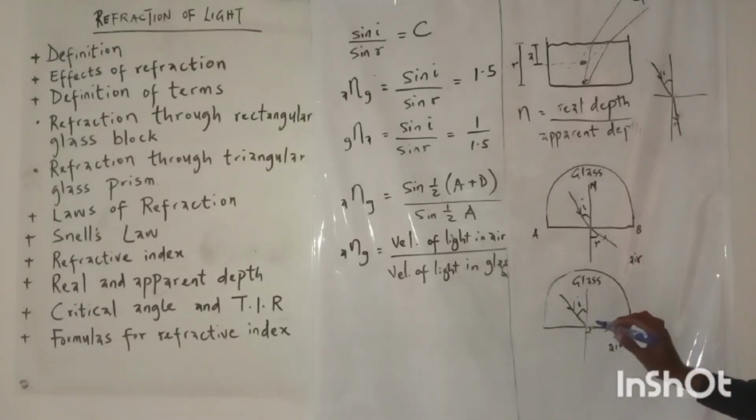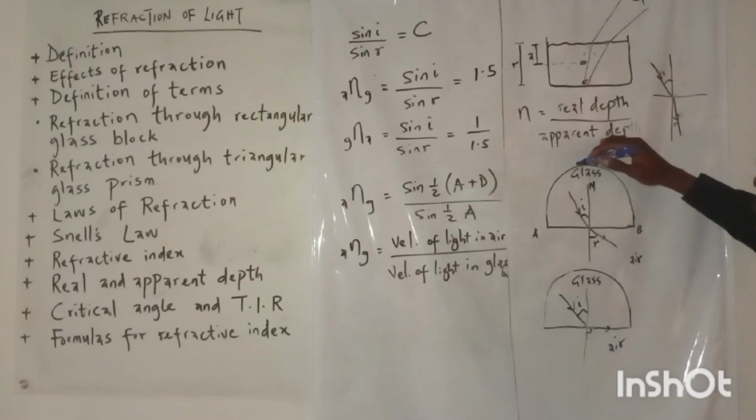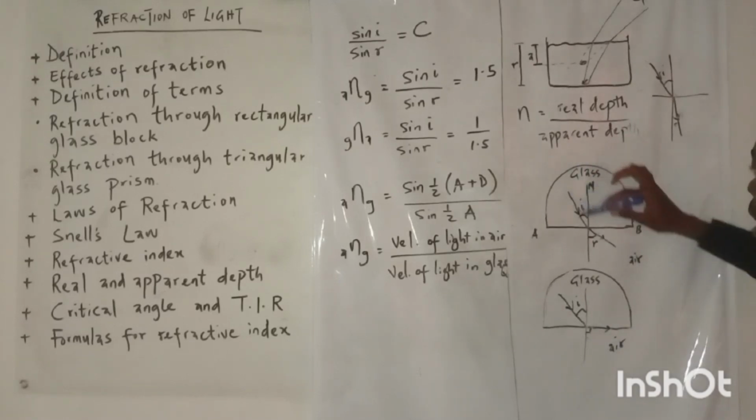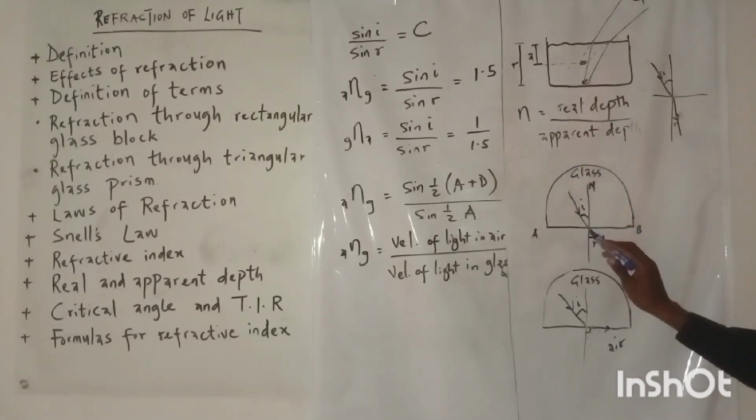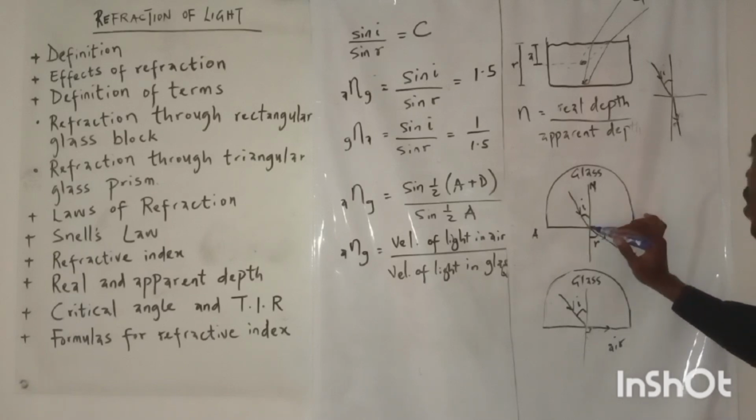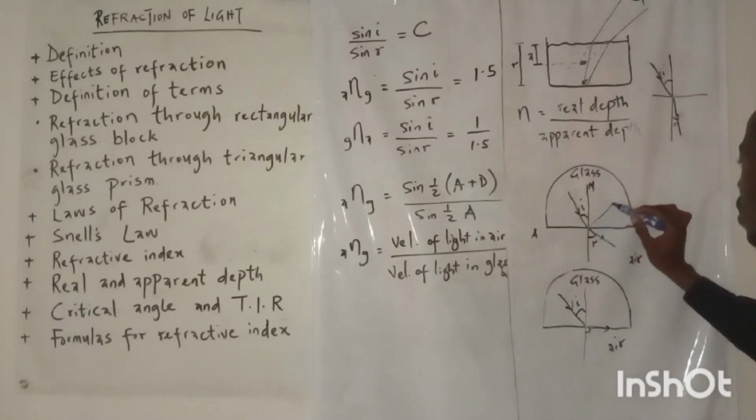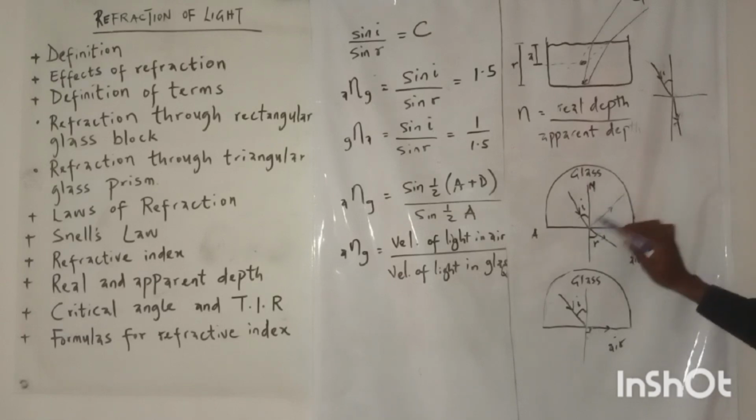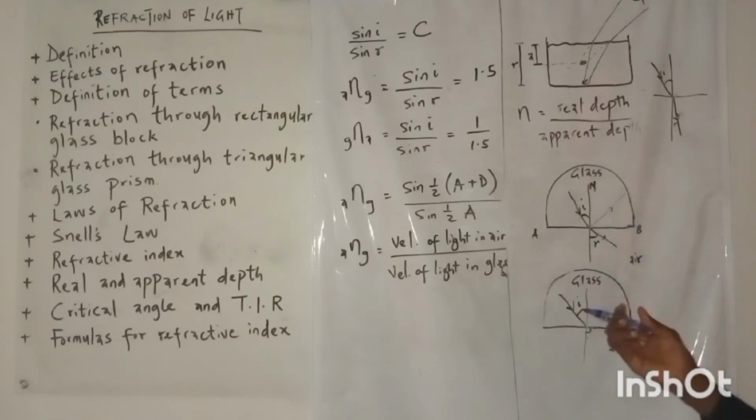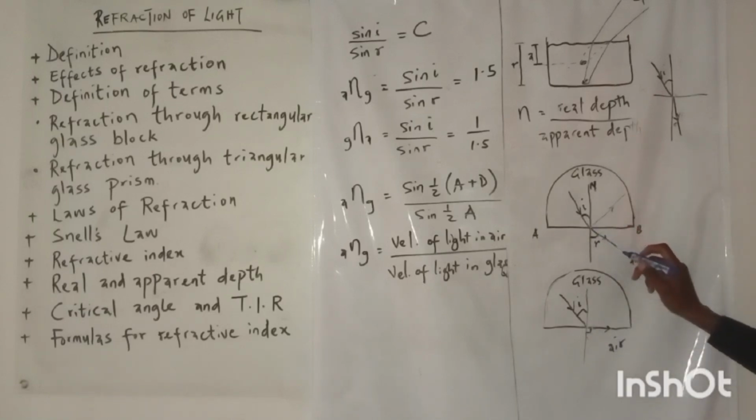And before this time, when light travels from glass to air, this is the refracted ray. We have a weak reflected ray. This ray is weak, it is not strong. And then we have the refracted ray.